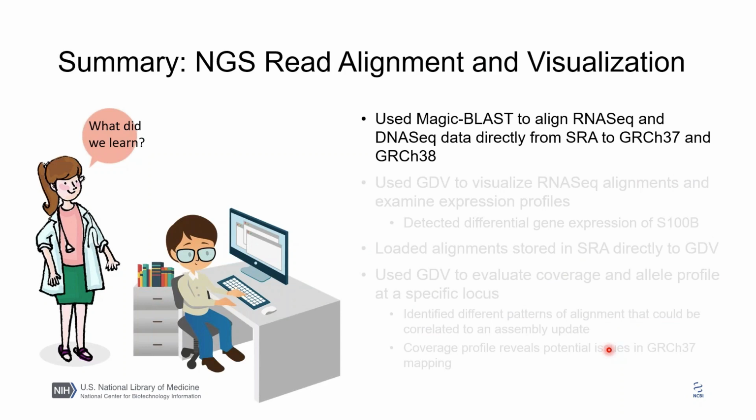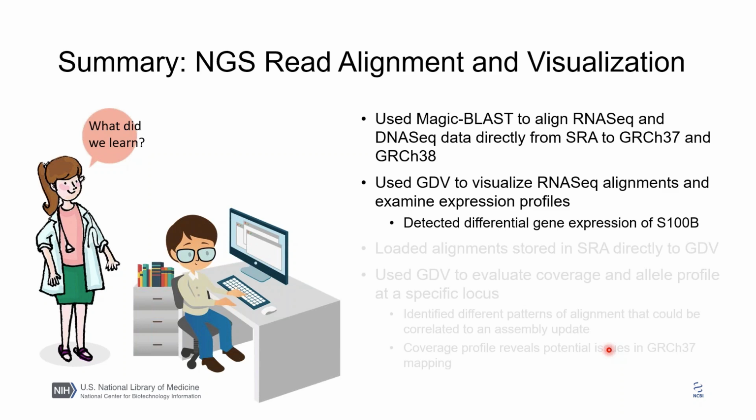As I said, you can use the slides that are available to you and the alignments to walk through this stuff at your own pace. What did we learn today? We learned how to use Magic-BLAST to align RNA-seq and DNA-seq directly from the SRA to two different versions of the human assembly. We used GDB to visualize RNA-seq alignments, and we looked at their expression profiles.